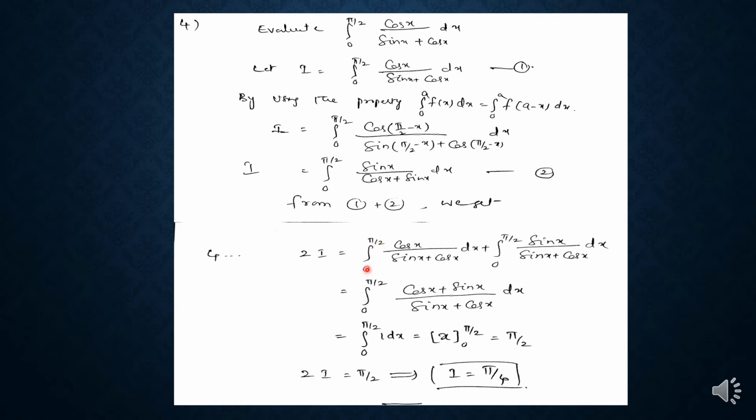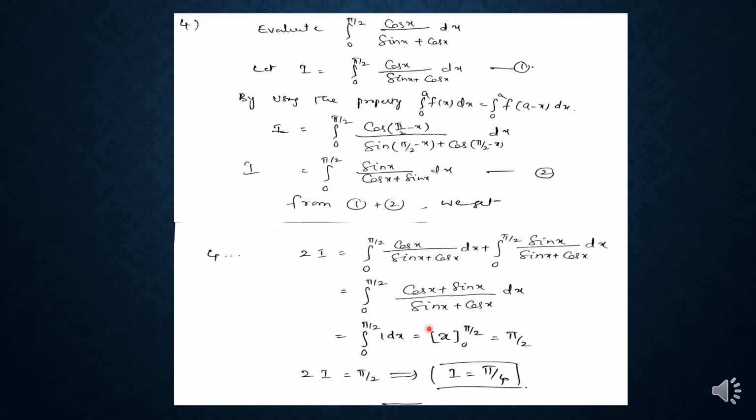So the limits are same, integral 0 to pi by 2 are same. So these two integrals can be written in one integral like this, integral 0 to pi by 2 cos x. Here the denominator is also same, sin x plus cos x, so that we can add the numerators here, cos x plus sin x by sin x plus cos x dx. So here numerator and the denominator are equal. By the cancellation we will get integral 0 to pi by 2 1 dx.